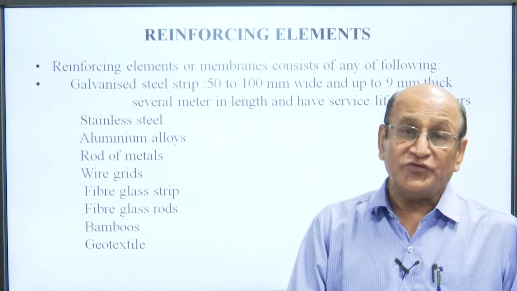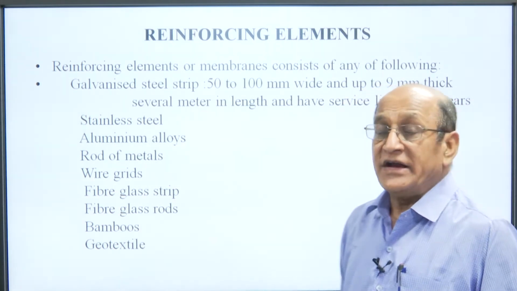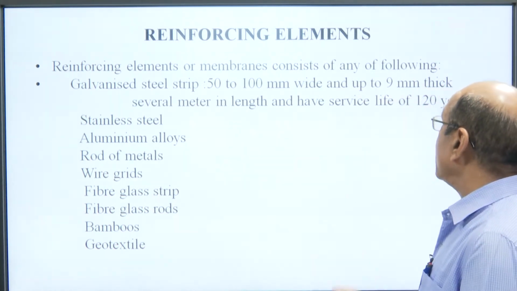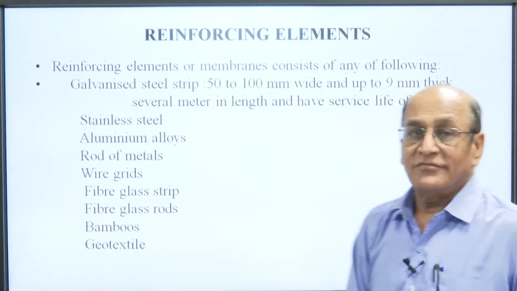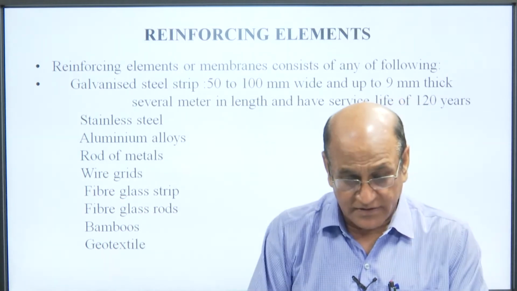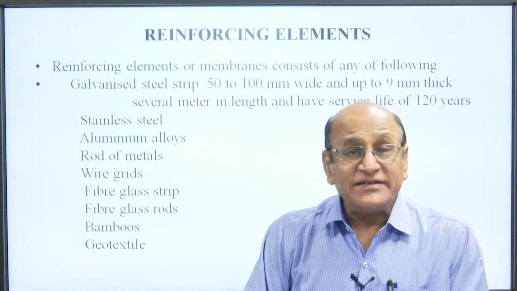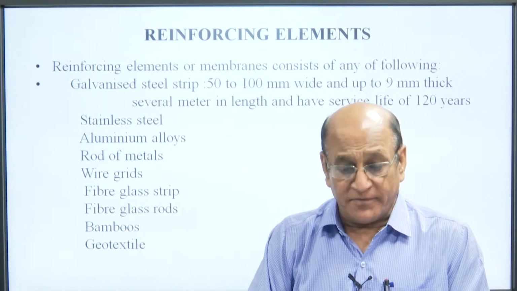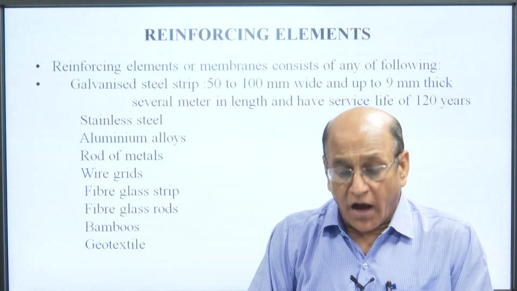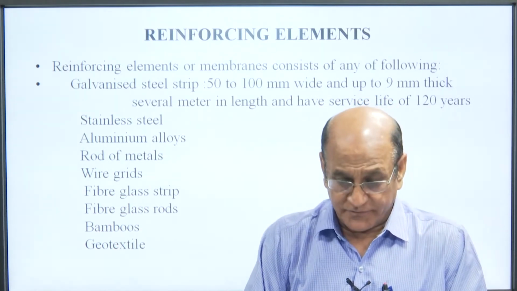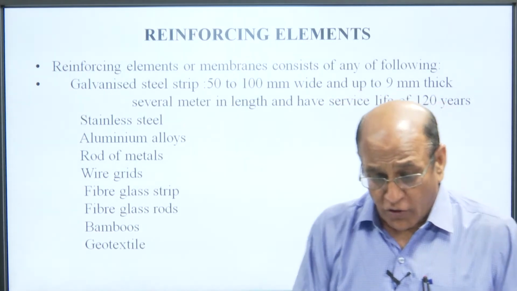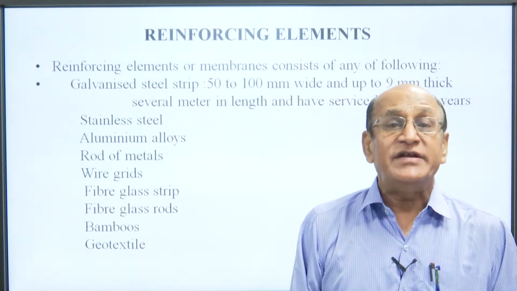Now, come to the reinforcing element. This is the most important part of reinforced earth. Reinforcing elements or membranes consist of any of the following. These are the different types of reinforcing elements. The first is galvanized steel strip, 50 to 100 mm wide and up to 9 mm thick, several meters long, and with a service life of 120 years.